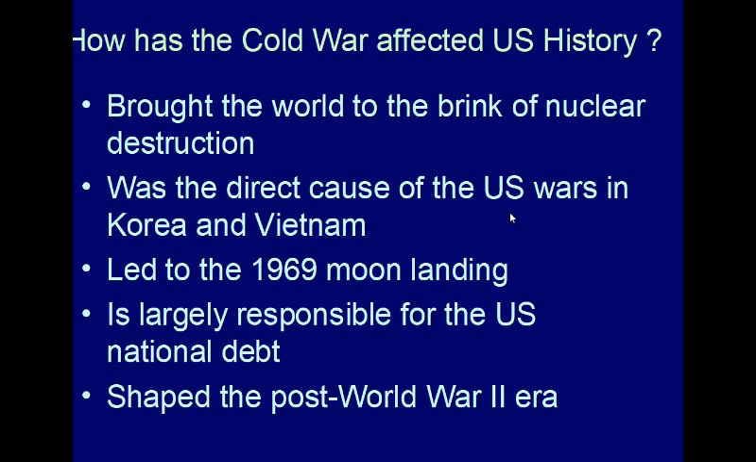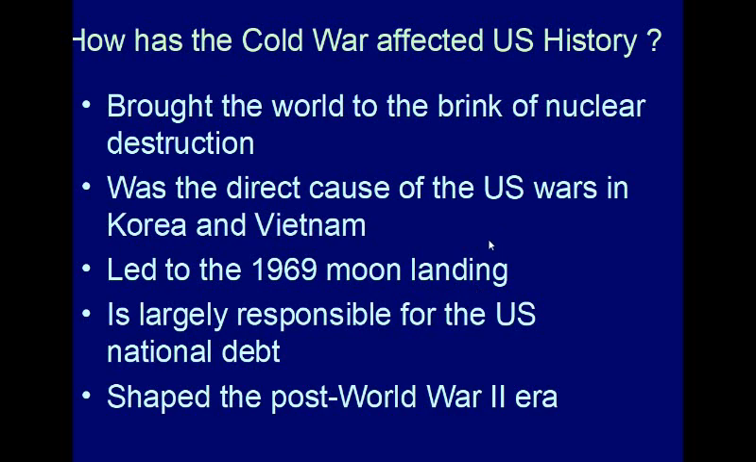It was the direct cause of the US wars in Korea and Vietnam. Please remember that generally I'm speaking about a lot of local wars, but mainly we have to underline the Korean War and the Vietnam War. These two wars are surely the most important conflicts that we have to cite. The space race, very famous, led to the 1969 moon landing.